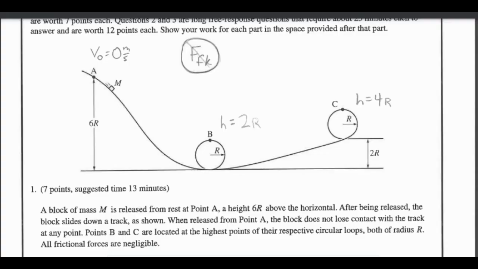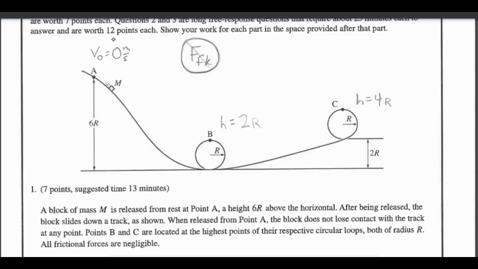When released from point A, the block does not lose contact with the track at any point. Points B and C are located at the highest points of their respective loops, both of radius r. All frictional forces are negligible. So in my drawing, I went ahead and labeled a couple of the main things that they mentioned.